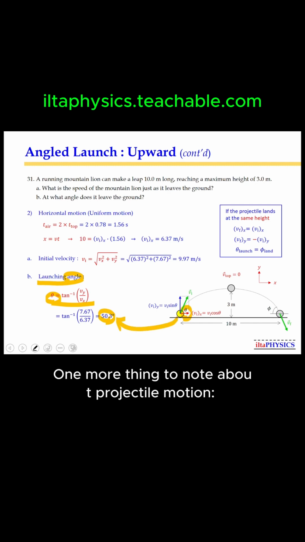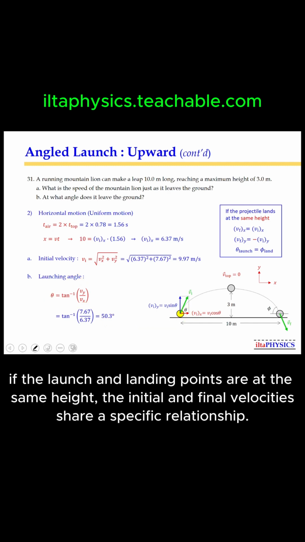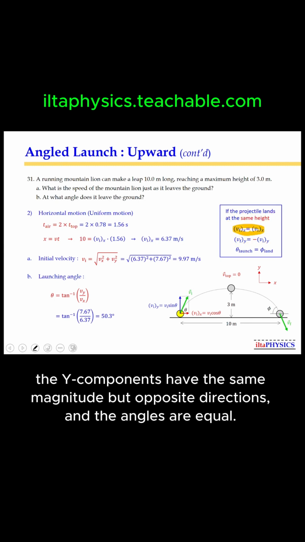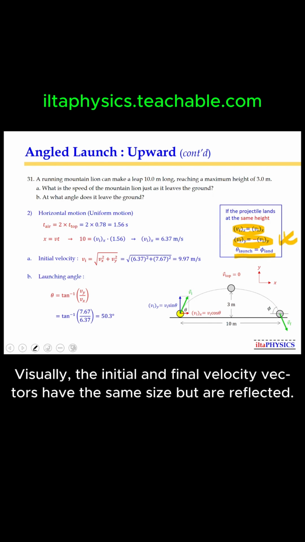One more thing to note about projectile motion. If the launch and landing points are at the same height, the initial and final velocities share a specific relationship. The x components are the same, the y components have the same magnitude but opposite directions, and the angles are equal. Visually, the initial and final velocity vectors have the same size but are reflected.